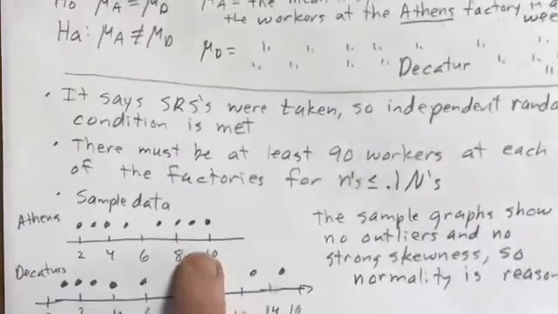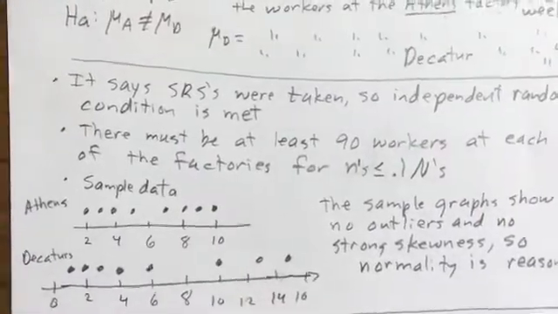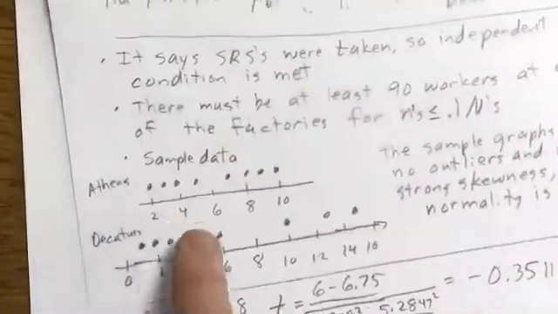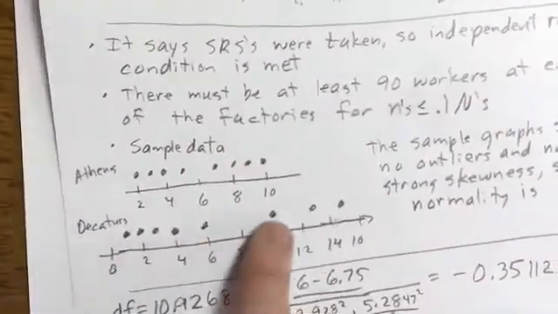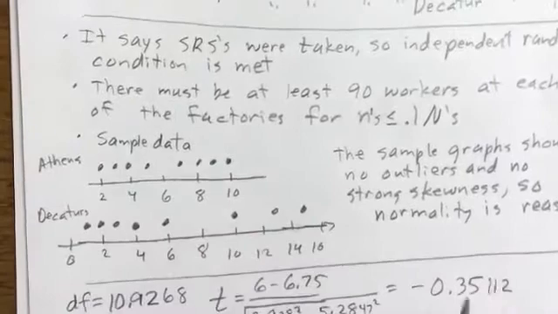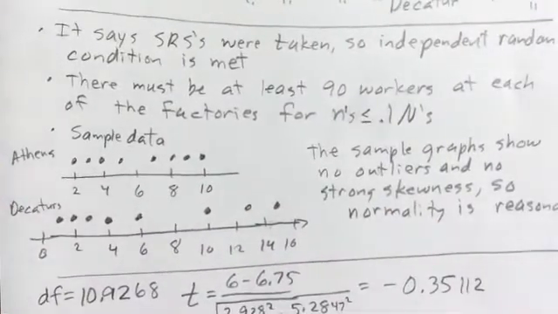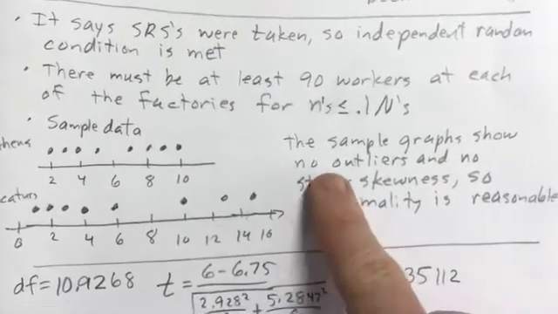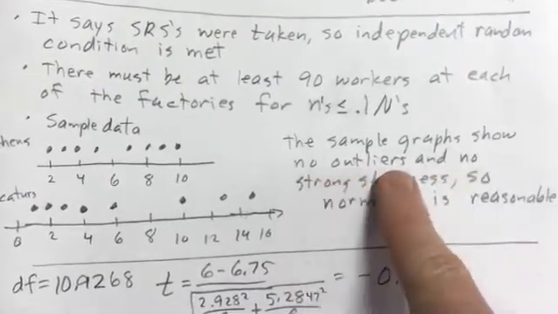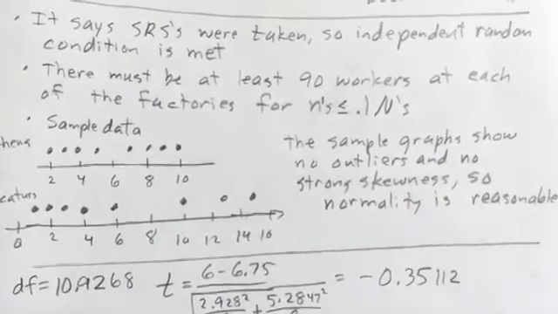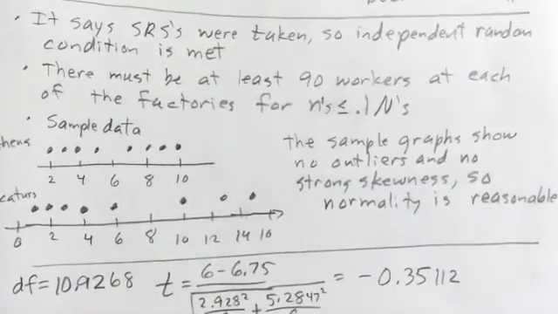When I'm doing it by hand, it's just easy to do a dot plot. Just make number lines and put dots for each of those numbers, like that. And there are no outliers or strong skewness here. So you graph the data. As long as you don't have any outliers or strong skewness, you're going to say normality is reasonable. So this is what I said: the sample graphs show no outliers and no strong skewness, so normality is reasonable. There you go. In other words, we feel confident that our sampling distribution is approximately normal.